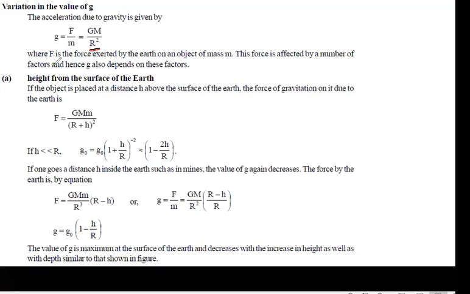So we have two cases. The first case is what if we take a point at a height h above the Earth's surface? According to the basic formula, the force will be G M m by (R plus h) whole square. Yes or no? This is the basic formula. You don't have to think a lot for this formula. Right, everyone?